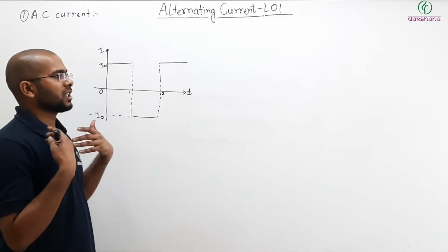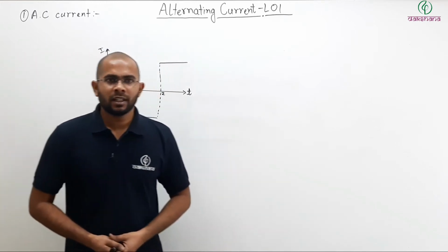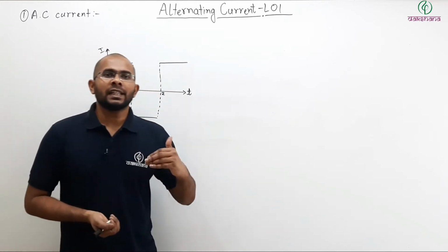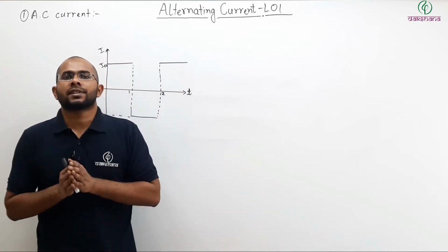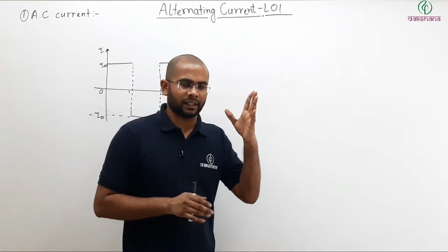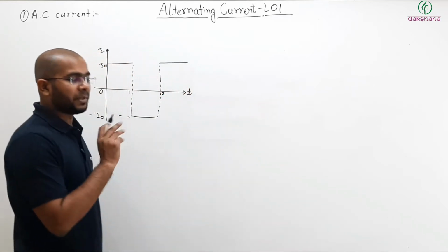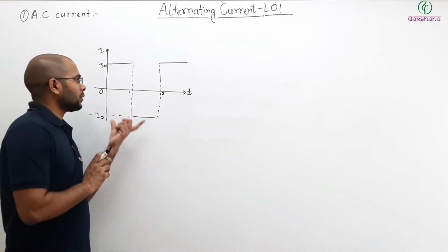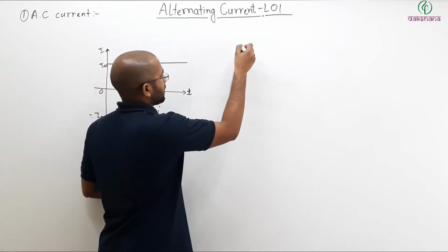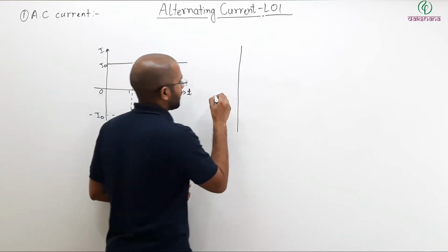If you want to write the definition of alternating current, you can simply say that any current which changes its direction of flow at regular intervals is called alternating current. Now, there can be different ways of alternating current. Remember, alternating current is not only this way. There is another way alternating current can vary.